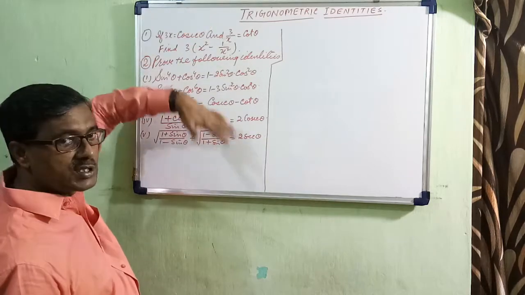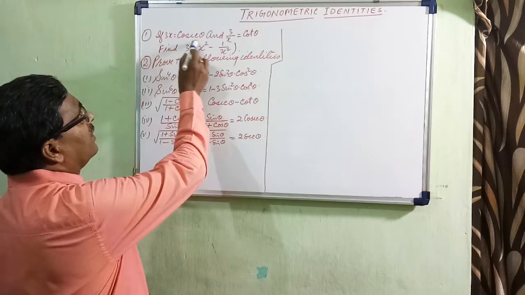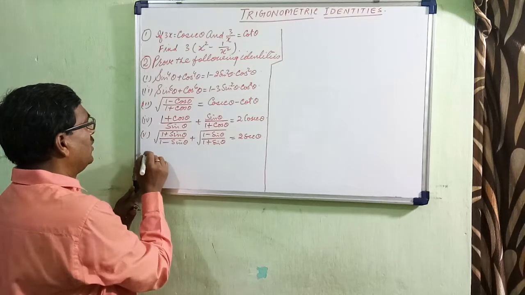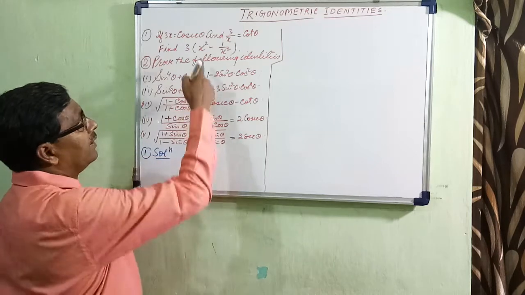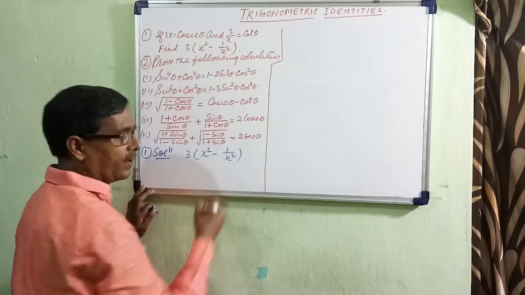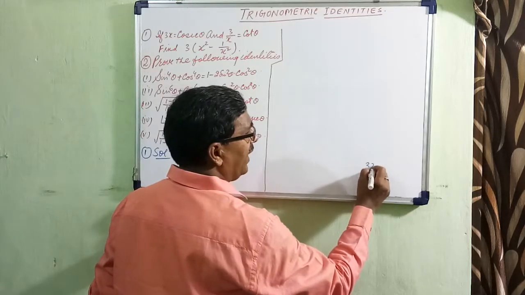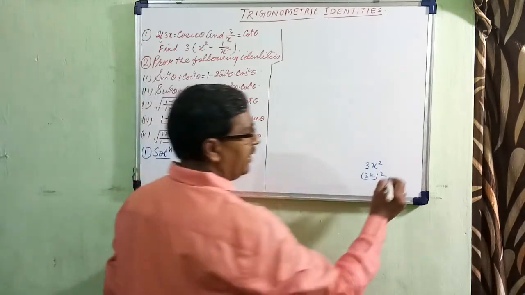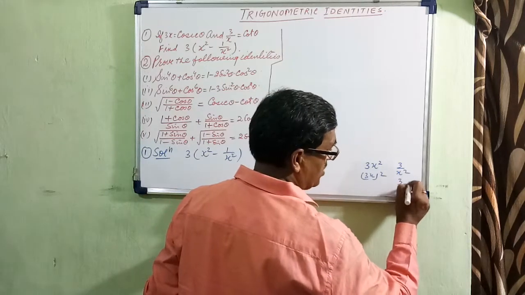This is the question which I will discuss now. Here the first question: 3x is given as cosec theta, 3 by x is given as cot theta. You are asked to find 3 into x square minus 1 by x square. Remember, if you multiply, it will be only 3x square, it cannot be written as 3x the whole square. Similarly, 3 by x square cannot be written as 3 by x the whole square.